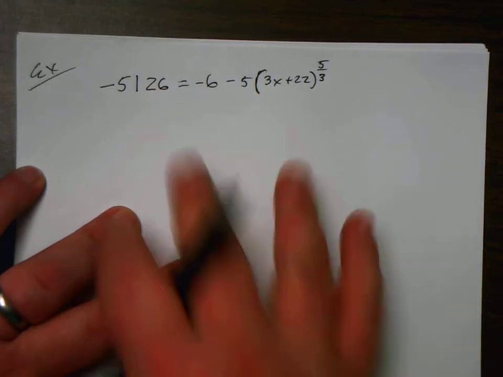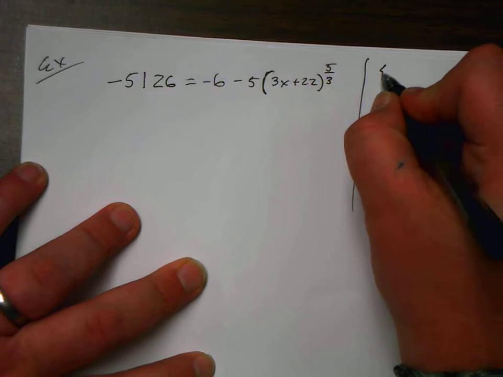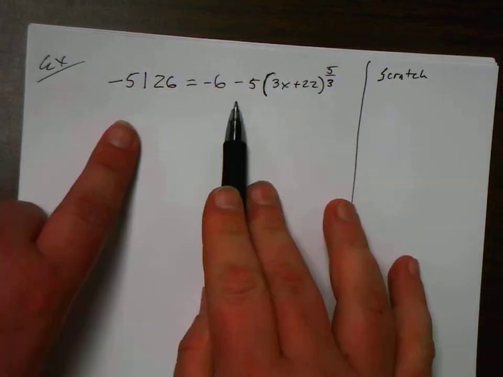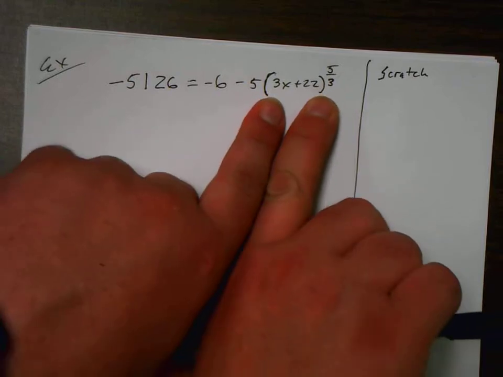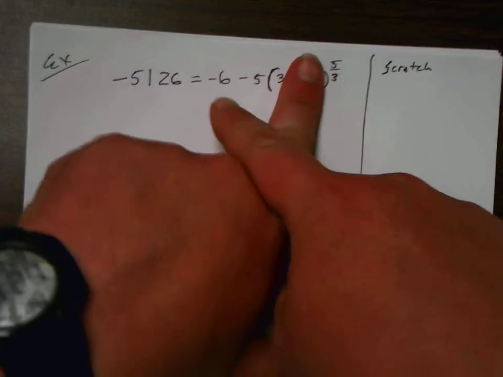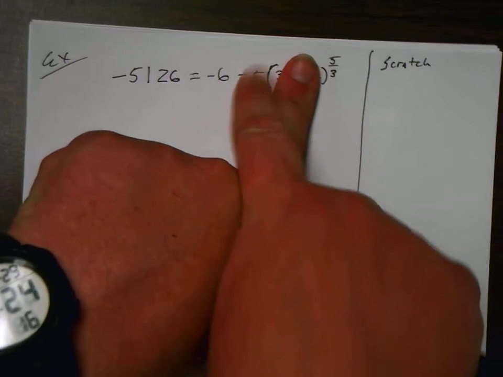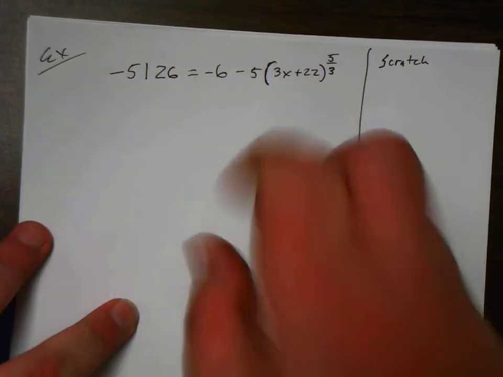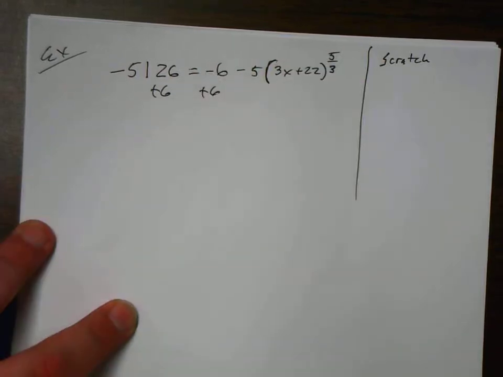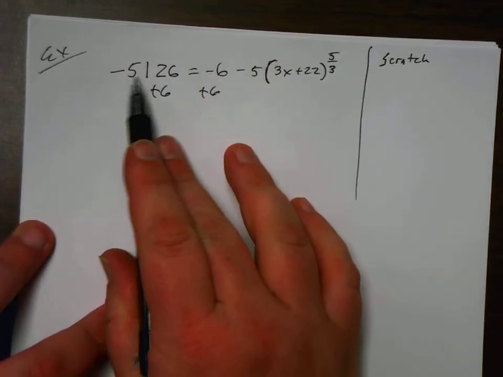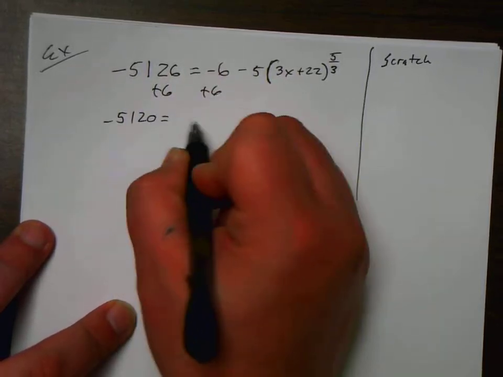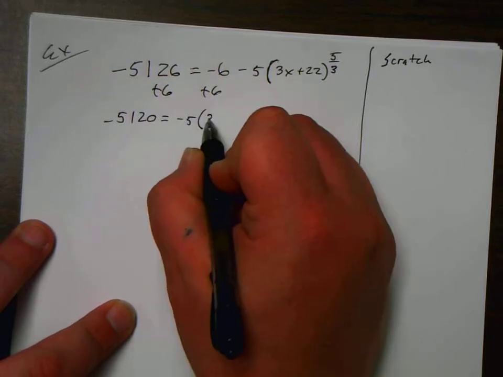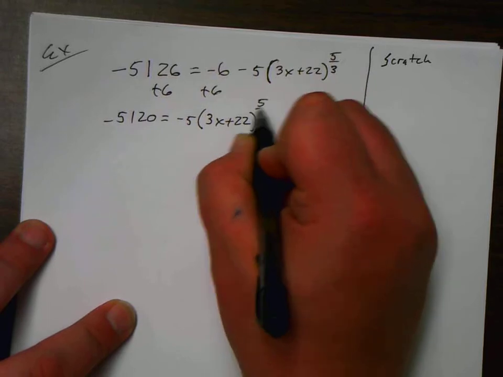Whew. Okay. Again, this is my presentation, so my scratch work has got to go over here. We need to isolate the term with the rational exponent. The rational exponent is attached to the 3x plus 22, so I need to get rid of the negative 6 and the negative 5 before I can even get to this guy. So let's add 6 to both sides. Negative 5,126 plus 6 is negative 5,120, equals negative 5 times (3x plus 22) raised to the 5/3 power.